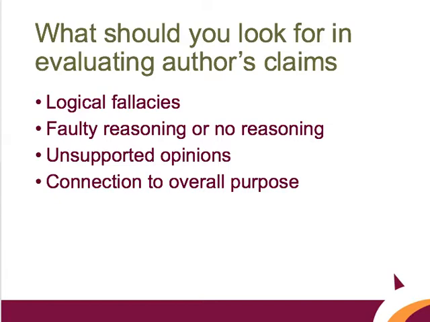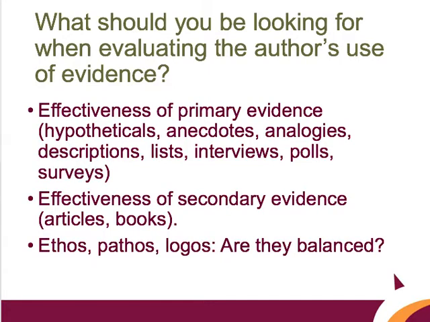Now, when looking at your author's claims, you're reading critically, like we talked about in the last presentation. Logical fallacies, faulty reasoning or no reasoning, unsupported opinions, connection to overall purpose, right? You're critiquing this piece of writing, which isn't to say you just immediately start attacking it on every level. It just means that you're reading critically, reading closely, and engaging it. You're evaluating it as you read. So as you're evaluating it, look for the effectiveness of primary evidence, effectiveness of secondary evidence, and their ethos, pathos, and logos. Are they balanced?